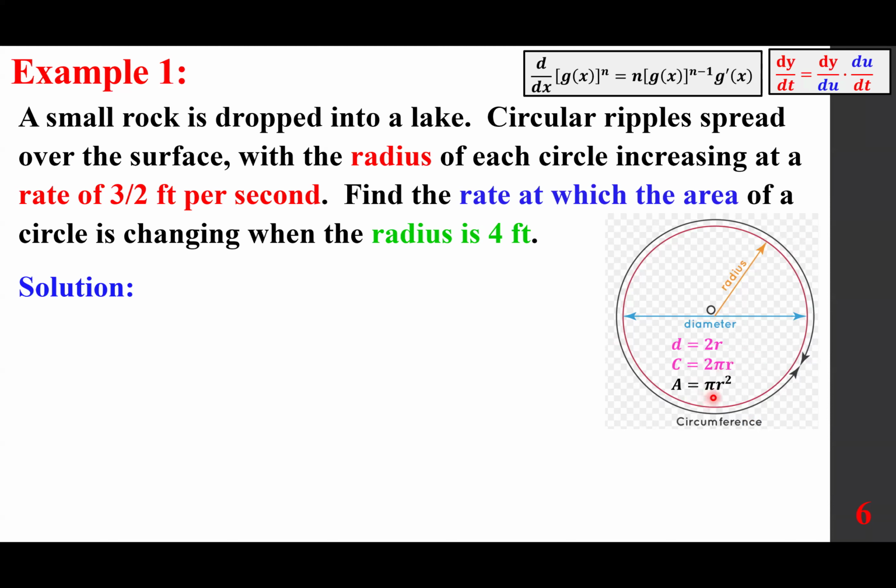We need the area equals pi r squared. We don't need the rest of them, but I wanted to remind you of those that you're supposed to know. And so what are we looking for? A equals pi r squared. What is given? Radius is increasing, so that means dr/dt at this rate. dr/dt is 3/2 feet per second. What are we looking for? dA/dt at what point? When the radius is 4 feet. Very straightforward, everybody.